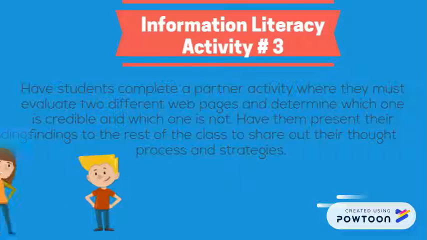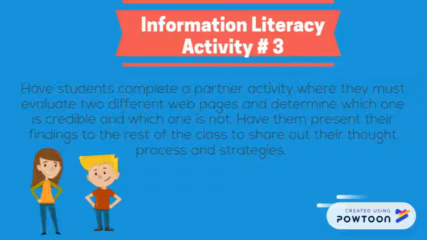Information literacy activity number 3. Have students complete a partner activity or group activity where they must evaluate 2 different web pages and determine which one is credible and which one is not. Have them present their findings to the rest of the class to share out their thought process and strategies for determining whether the website was credible.